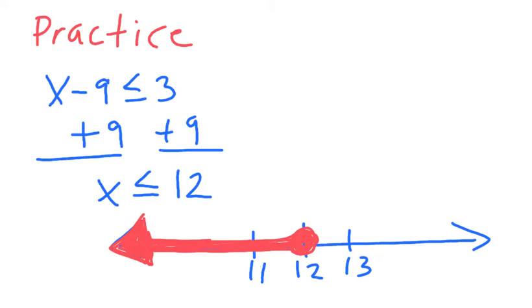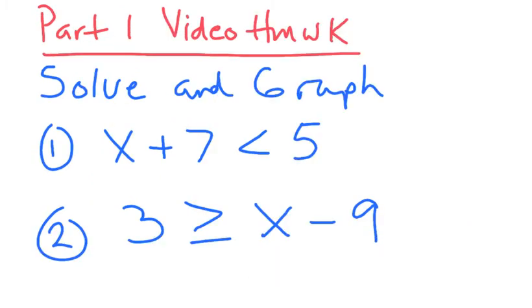Okay, try this one. Then turn the video back on and see if you did it right. Here's the answer. Remember, you have to have this answer and this graph. Some people miss this answer because they put an equal sign instead of this sign. It has to have this sign. Here's the first part of video homework. Solve them and graph them.